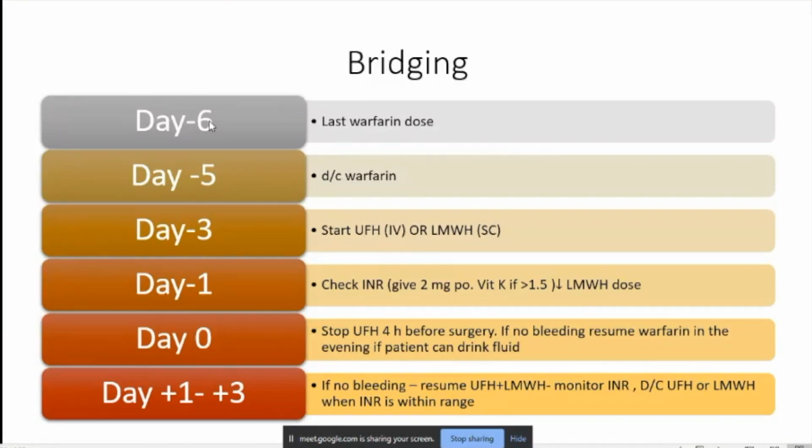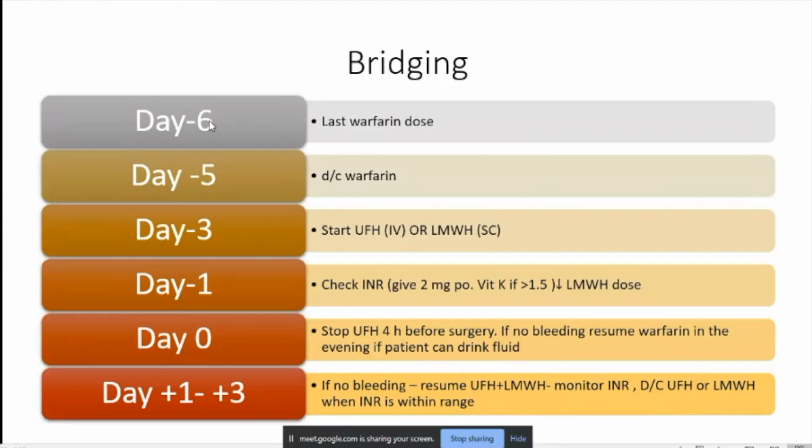And if there is no bleeding, we resume. The last low molecular weight heparin dose will be day -1 in the evening. If the patient was on unfractionated heparin, we just discontinue it 4 hours before the surgery. And when surgery is finished, if there is no bleeding, we resume the warfarin in the evening if the patient can drink fluid. So if surgery was done in the morning, we resume it in the evening. And from day +1 to day +3, if no bleeding, we resume the unfractionated heparin and low molecular weight heparin.